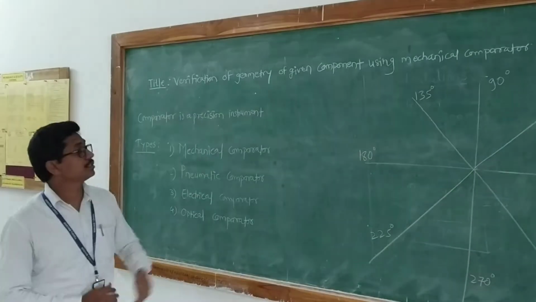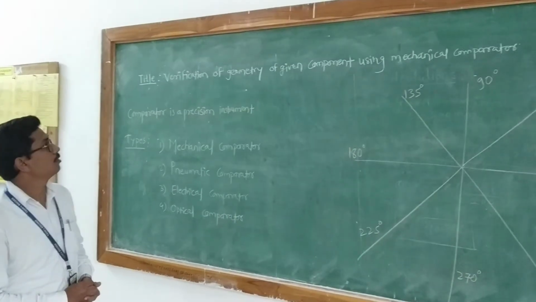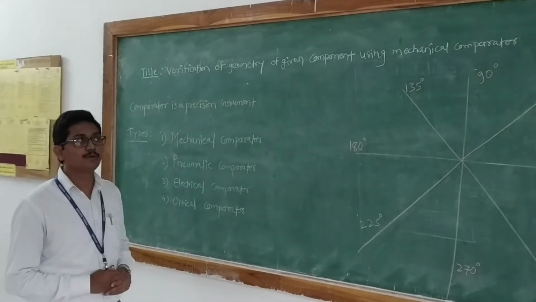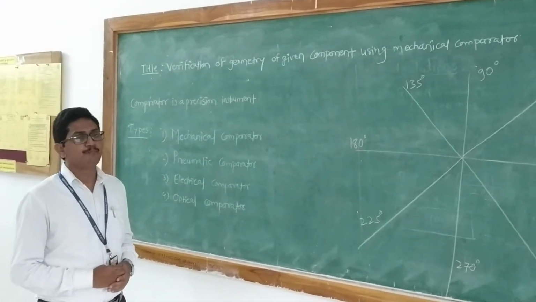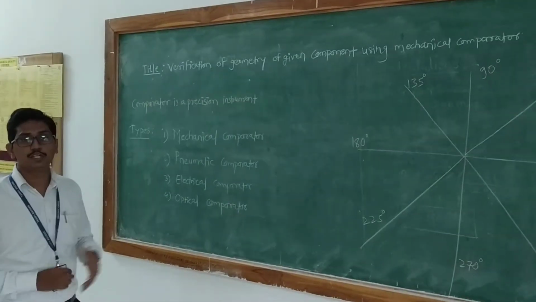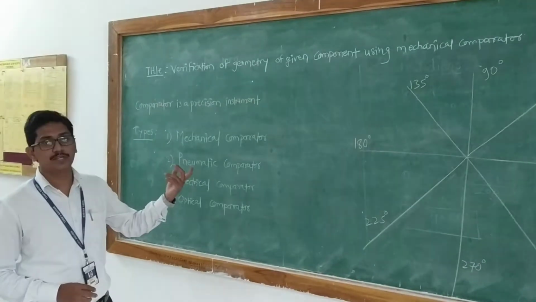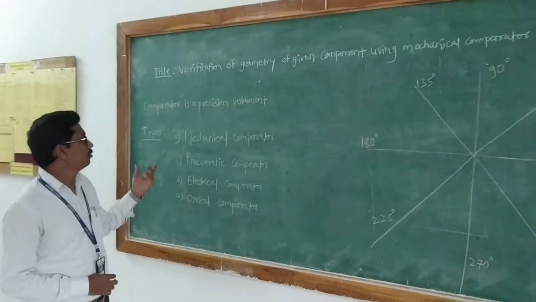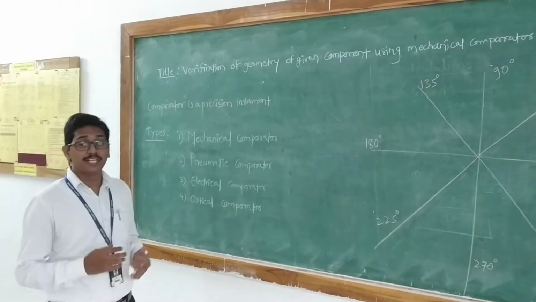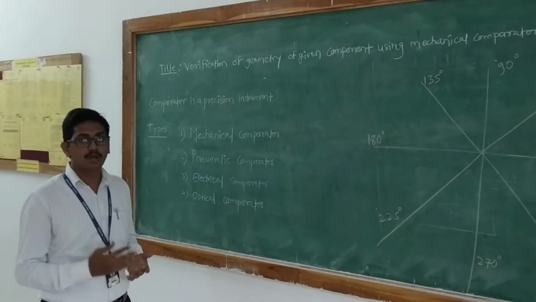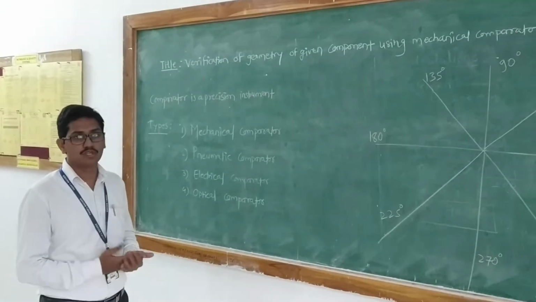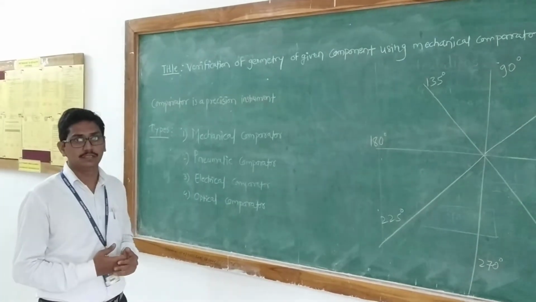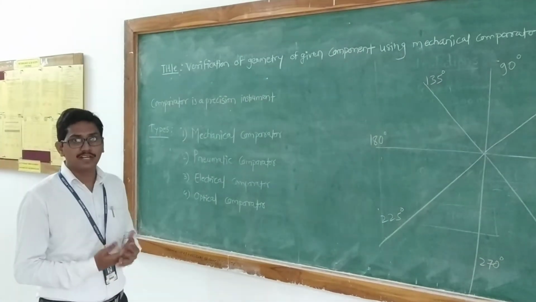Today we are going to discuss the practical on mechanical comparators. The title is the verification of geometry of a given component using a mechanical comparator. Basically, a comparator is a precision instrument employed to check the dimensions of a manufactured part against standard parts. In industry, measuring each and every part is impossible, or it takes time and is also costly. So in such cases, we can use comparator devices to check the manufactured parts.